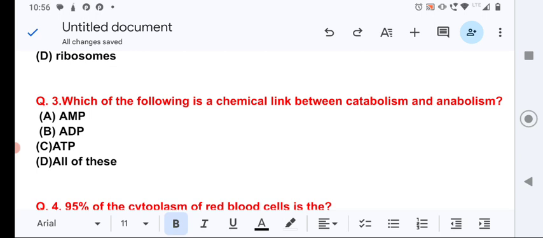ATP is known as adenosine triphosphate. 2 ATP are produced in glycolysis, whereas 36 ATP are produced during the Krebs cycle, and it provides overall energy to any function of the body.